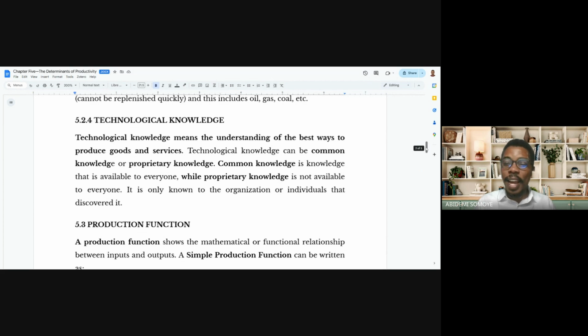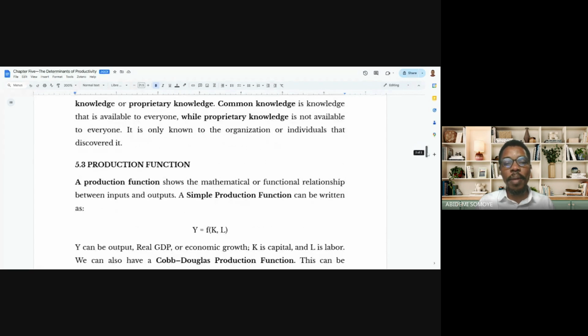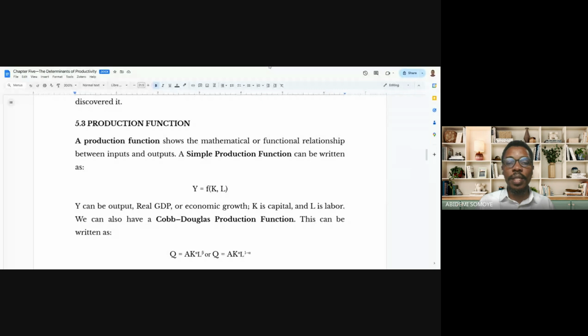So let's dive a little bit into the production function. A production function simply talks about the mathematical relationship between input and output. A simple production function can be written as output as a function of capital and labor. This is output, this is capital, and this is labor.